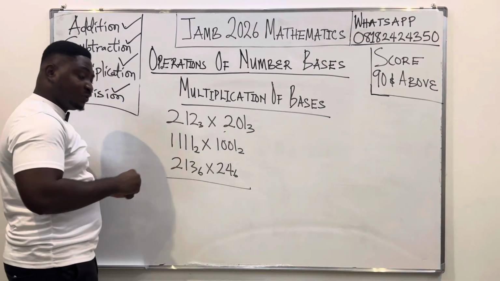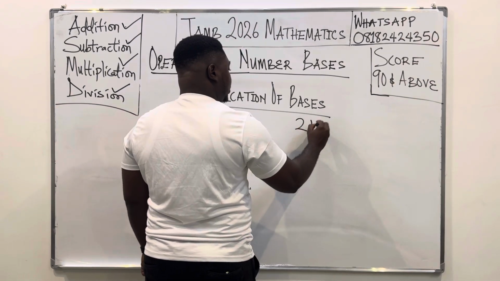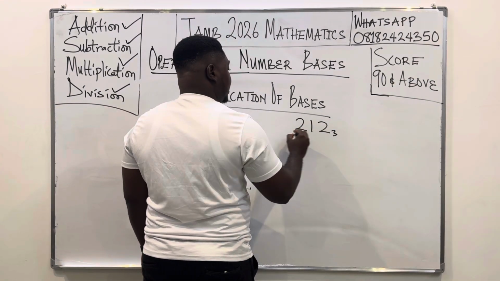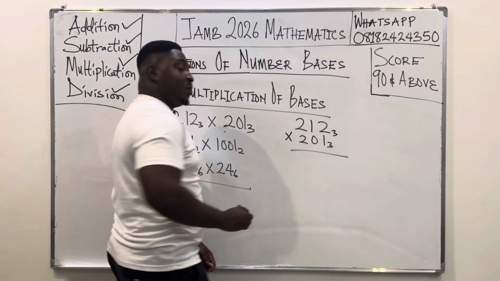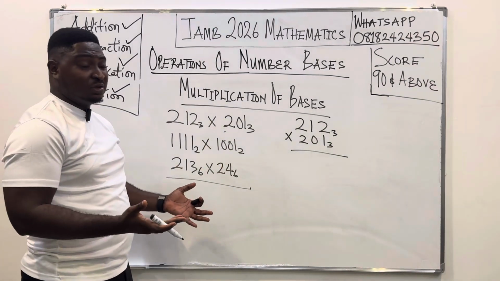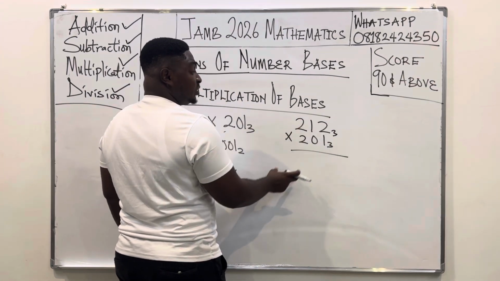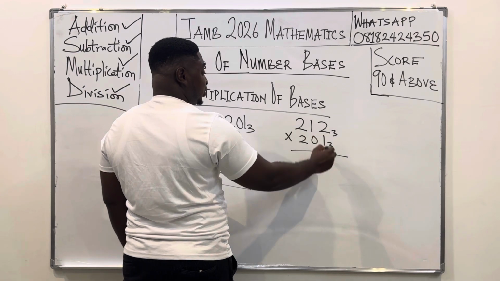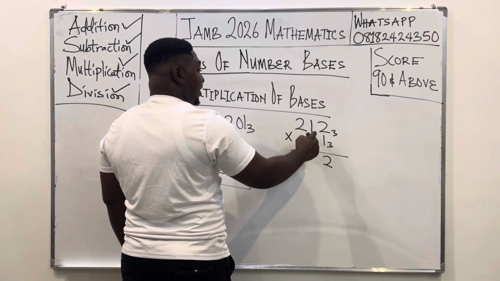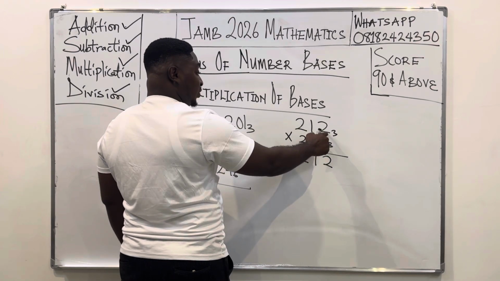So let's start with the first question. We say 212 base 3 multiplied by 201 base 3. Now we're going to use the normal multiplication method. We all know that if you're multiplying 3-digit numbers by 3-digit numbers, you start with the last number below. 1 multiplied by 2 is 2. 1 multiplied by 1 is 1. And 1 multiplied by 2 is 2. So 1 has gone through all the numbers here.